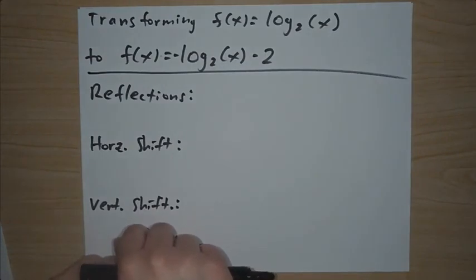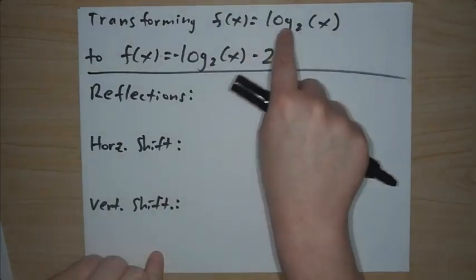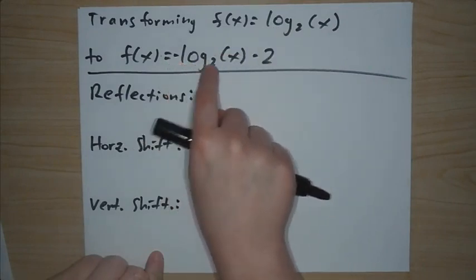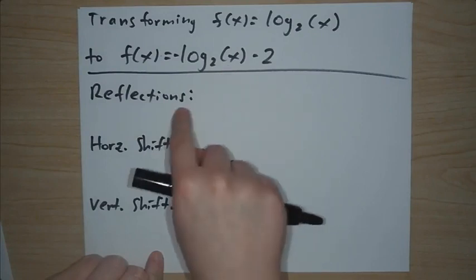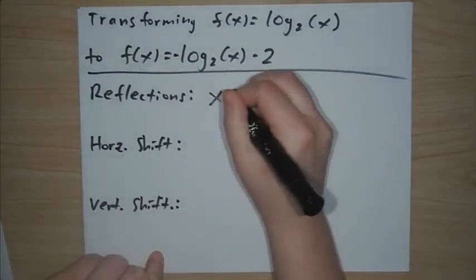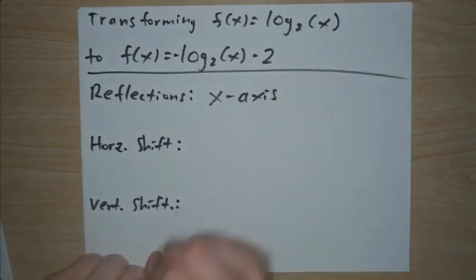Reflections across the x-axis happen when our function itself becomes negative. Because there is a negative here in front of our function, we know that there is a reflection across the x-axis. So there is a reflection across the x-axis.